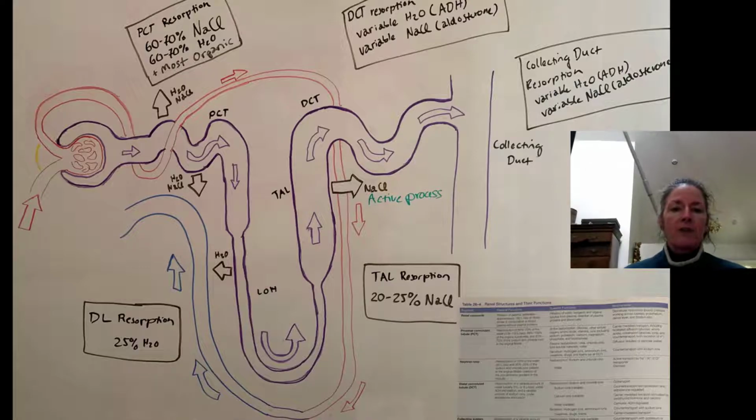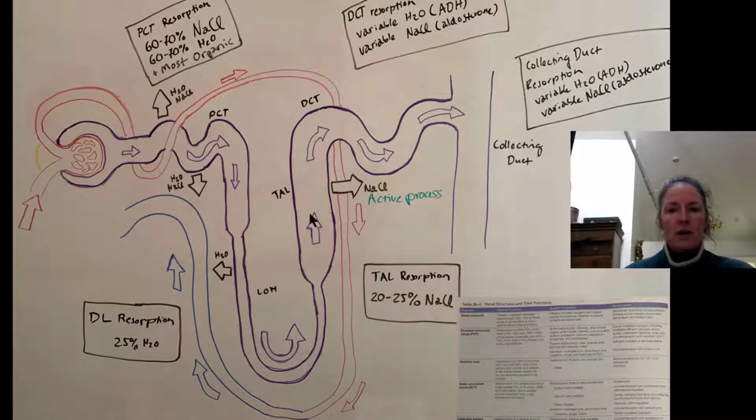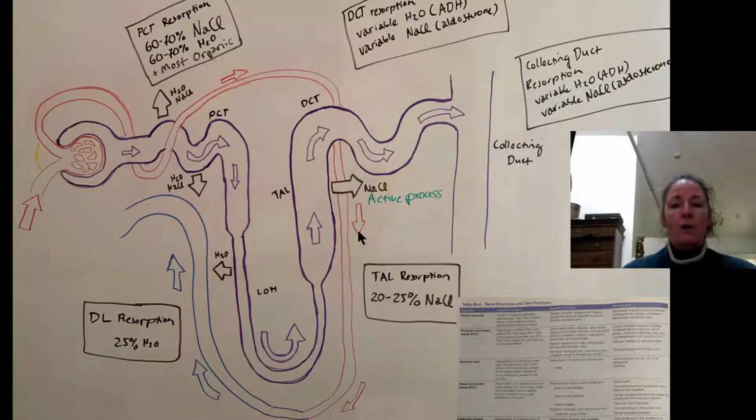What do we mean by that? The descending limb filtrate is going in one direction, the ascending limb filtrate is going in the other direction, and the more salt we pump out on this end is going to pull out the more water on this end. So it is a positive feedback mechanism, and it's a multiplication effect because the amount of water we absorb here is going to be dependent on the amount of salt we pump out here.